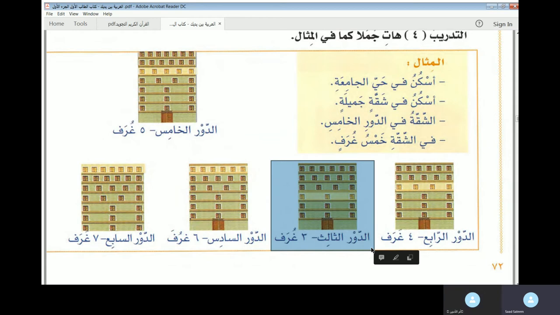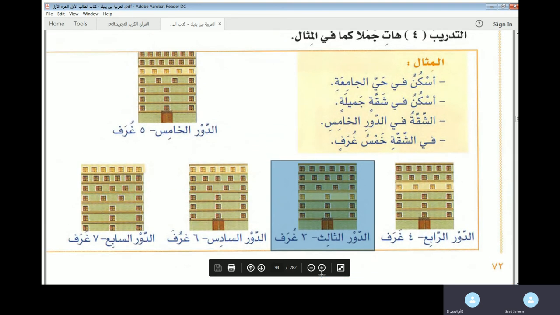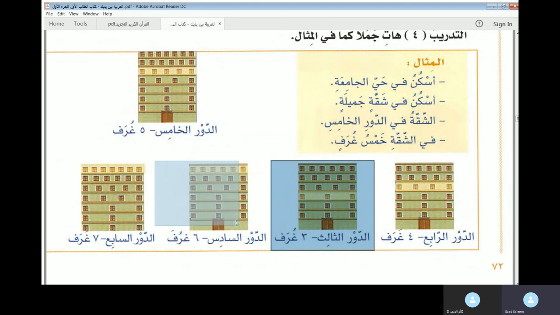الشقة في الدور الثالث. The apartment is on the third floor. في الشقة ثلاث غرف. The apartment is on the third floor, it has three rooms.